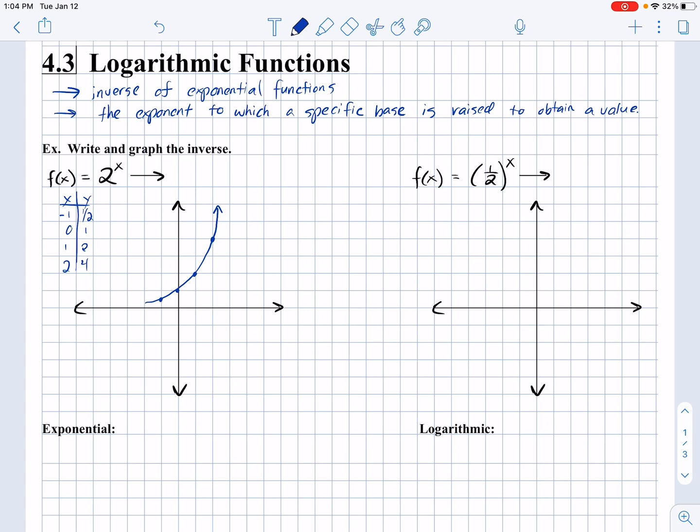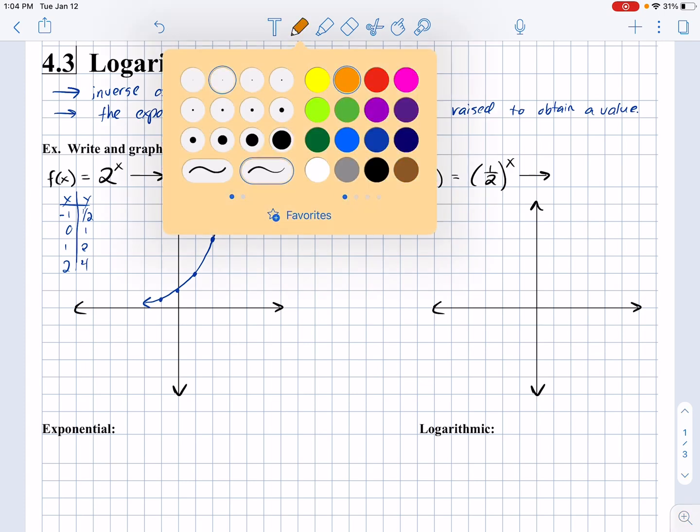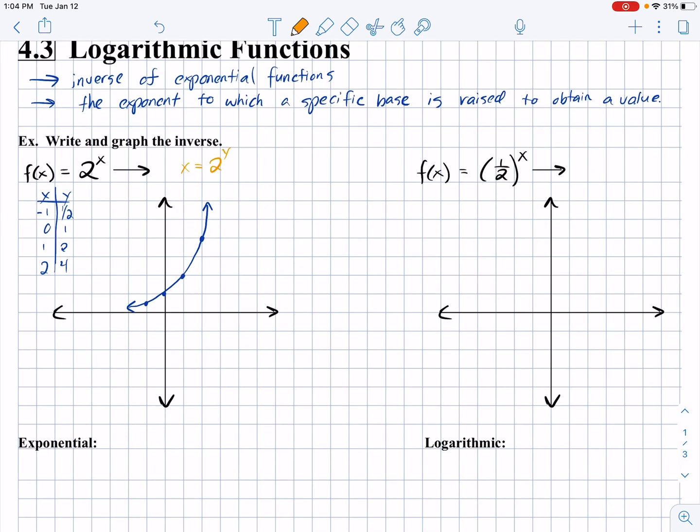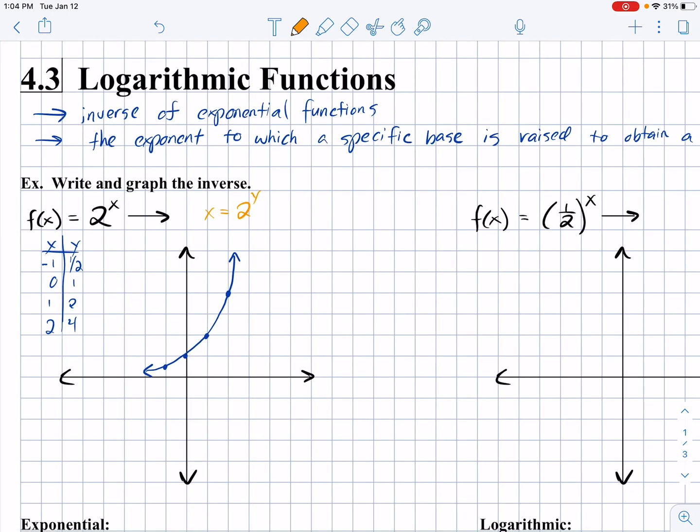All right. There's our exponential function. Just last lesson, we learned how to switch our x and y and solve for the inverse. So we have x equals 2 to the power of y. And when y is in your exponent, we need to use logs to solve for those exponents. We're going to go into more detail on this next class. But when you take the log base 2 of both sides, you can eliminate that base 2, and you're left with y equals the log of x with a base 2.